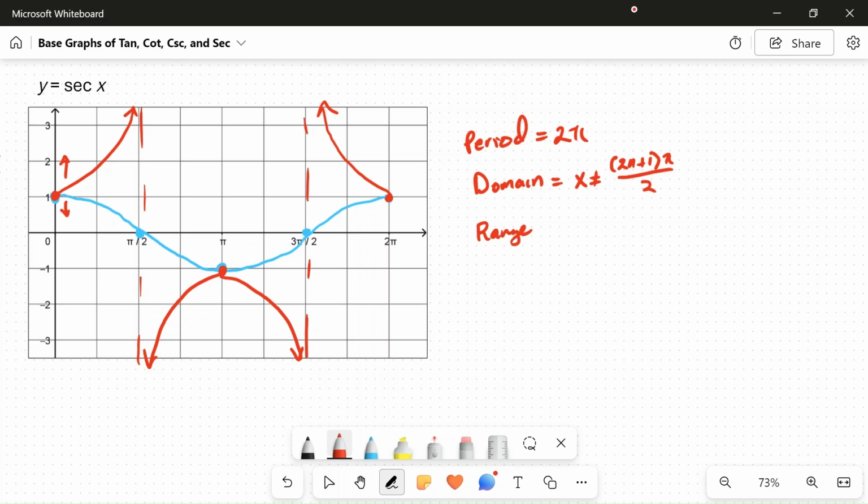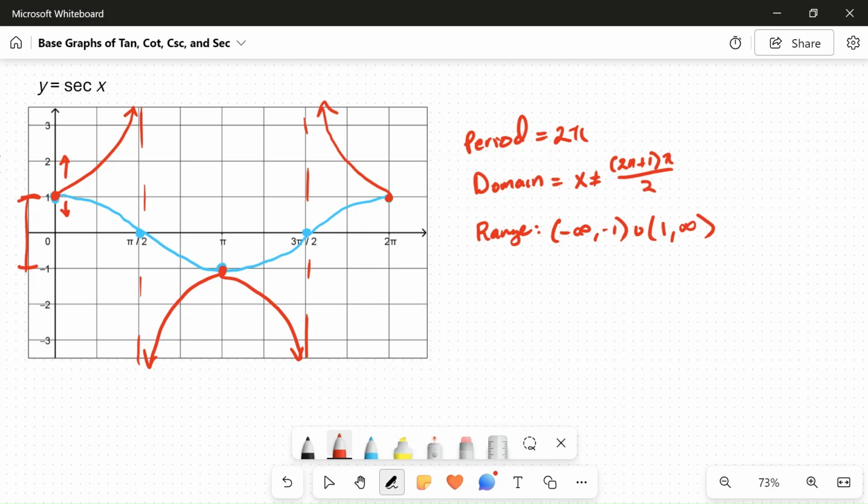And then the range is going to be the same as it was for cosecant. We can see the graph extends upwards to positive infinity. It also goes downwards towards negative infinity in the middle. But there is nothing between 1 and negative 1. There's no part of the graph between those. So the range goes from negative infinity to negative 1, and we're going to union that with positive 1 to positive infinity. So that would be our range.